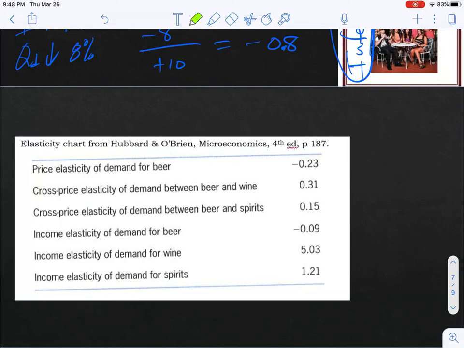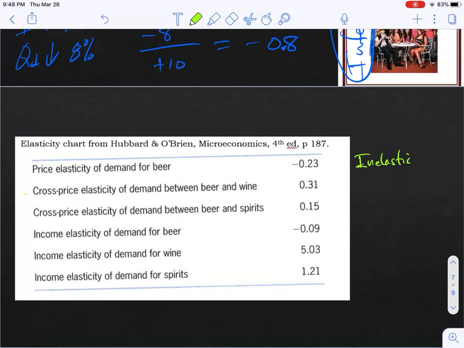Price elasticity of demand for beer, minus 0.23. What does that tell us? Well, price elasticity of demand is negative. That doesn't say too much. It should always be negative. The fact that the absolute value is just 0.23, that's actually pretty small. That would suggest that demand for beer is inelastic, right? That as the price goes up, people consume less, but not that much less, right? That's not super sensitive to price.